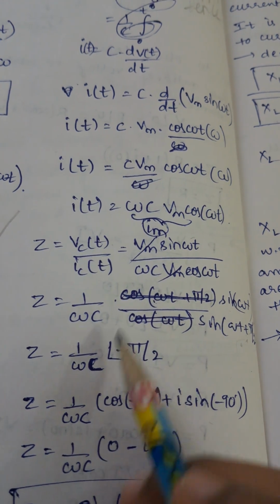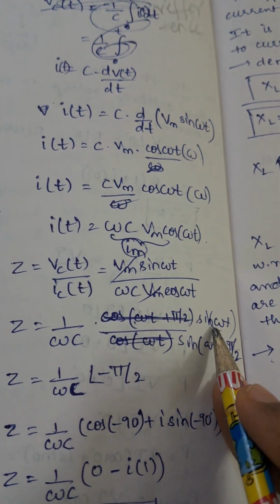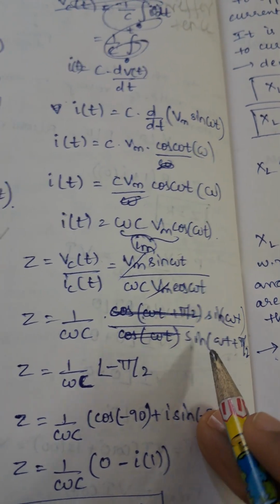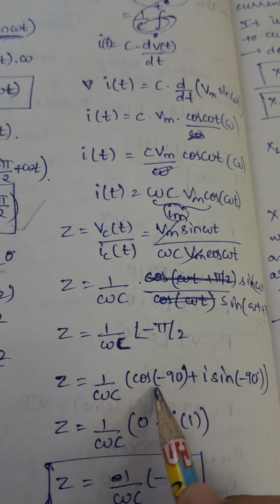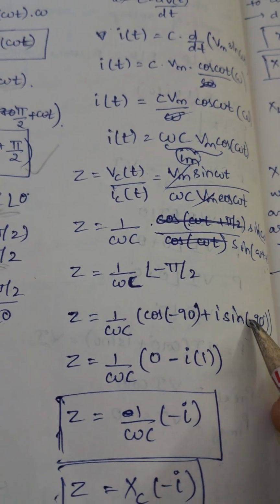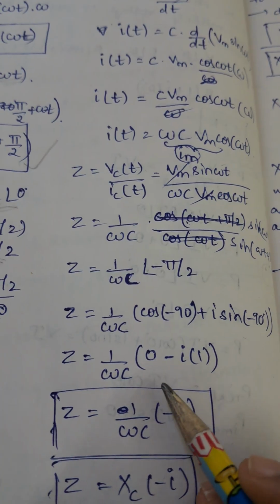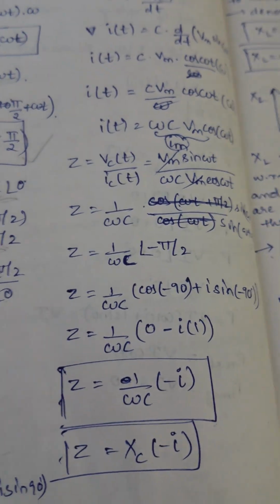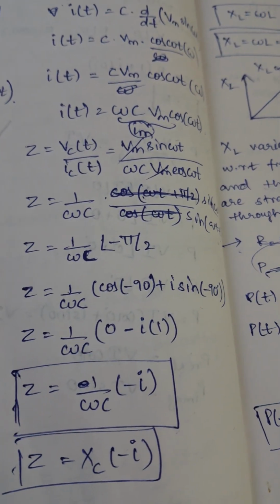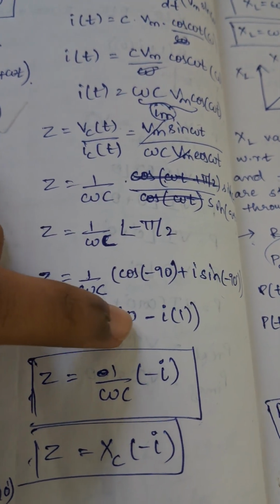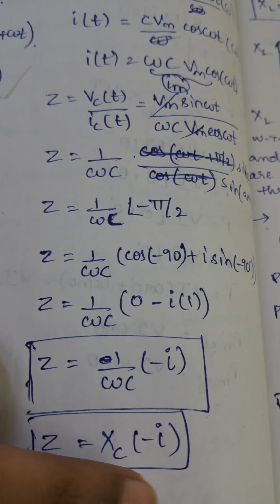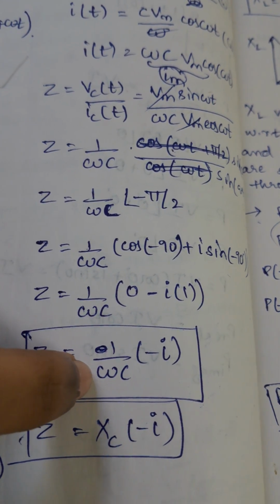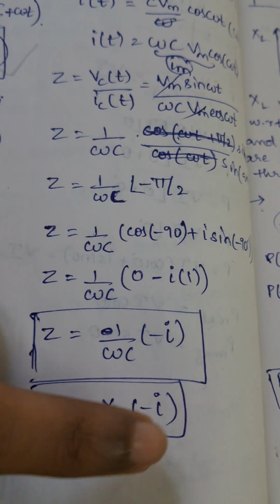So when you do the phase angle difference, it is 0 minus 90 degrees. Minus 90 will be there. So 1 by omega C into cos minus 90 plus j sin minus 90. Cos minus 90 is 0. Sin of minus theta will be minus sin theta, so it will be minus j. Z is equal to 1 by omega C minus j. 1 by omega C can be written as Xc, the capacitive reactance, minus j.